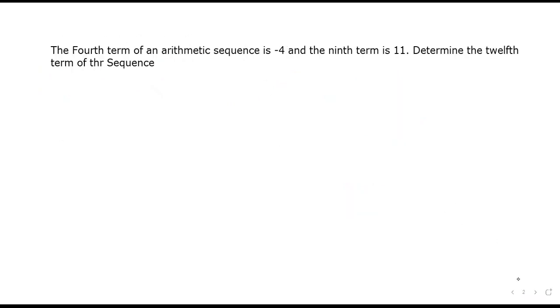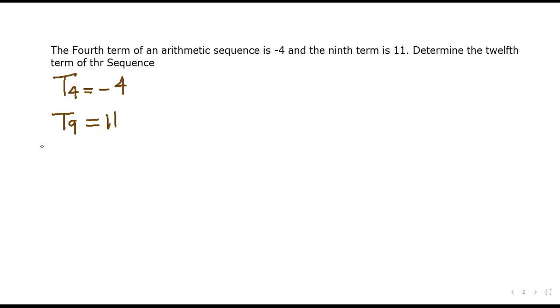Then let's move to our second question. They're saying the fourth term of an arithmetic sequence is -4. For you not to make mistakes when you arrive at such questions, you must write the data. When they say the fourth term is -4, it means that T4 is equal to -4, right? And the ninth term is 11, so T9 is equal to 11. Then they're saying determine the 12th term of the sequence.